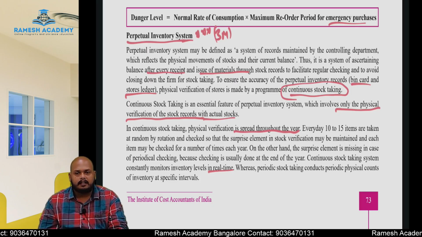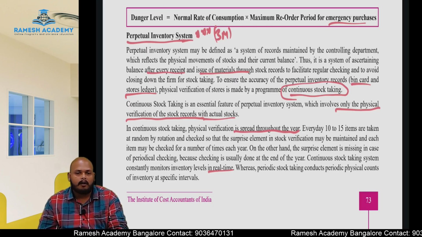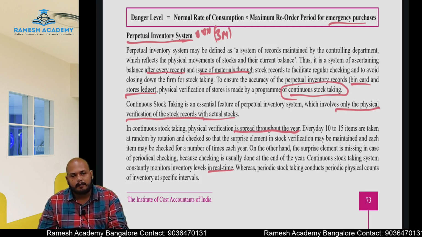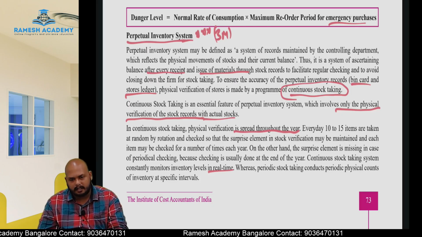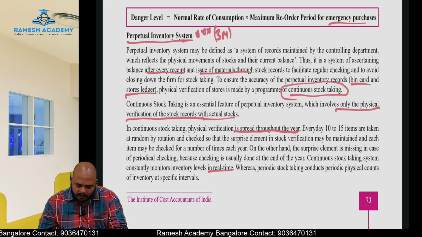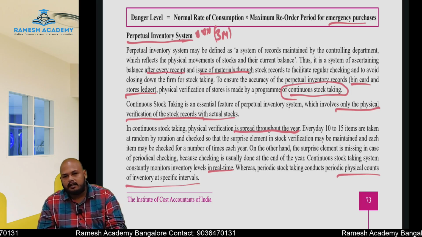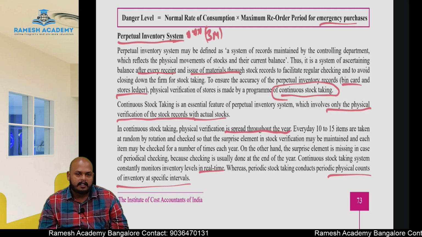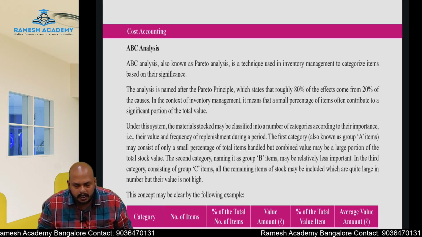If they try to do some fraudulent activities, they can be caught easily. So generally in the case of the perpetual inventory system, no one will dare to commit fraudulent activities. Why? Because the items will be checked on a regular, daily basis. Whereas periodic stock taking conducts periodical physical counts of inventory at specific intervals. In the periodical inventory system, they will verify the stock levels at periodical intervals, meaning once every 2 months or 3 months, like that they will verify those inventory levels.